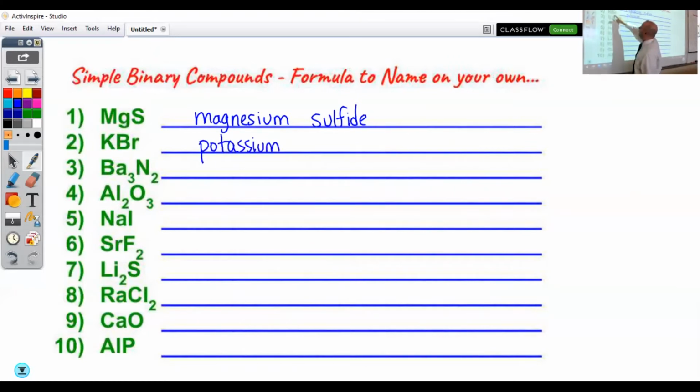The ending on the second element, bromine, is going to change to bromide. The third example, notice we're not going to do anything about these subscripts down here. Name of the first element is barium. Name of the second element is nitride.